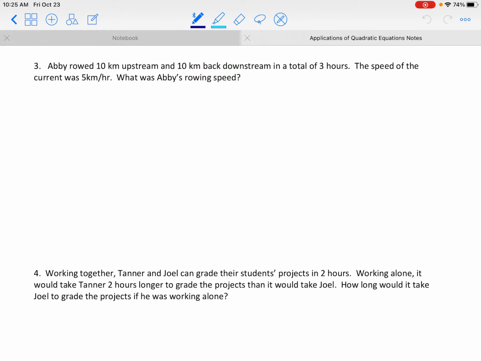So if you recall, this is a distance, rate, time problem. So we're going to make a little table to organize the distance, rate, and time for Abby's 2 trips, the one trip upstream and the one trip back downstream. So she rode 10 kilometers up, she rode 10 kilometers back down. So the distance for both trips was 10. And it says that happened in a total of 3 hours. So we know something about the time, but I don't know how much of the 3 hours is for the trip up or how much is for the trip down, so I'm not going to plop that into my table. We do know the speed of the current was 5 kilometers per hour.